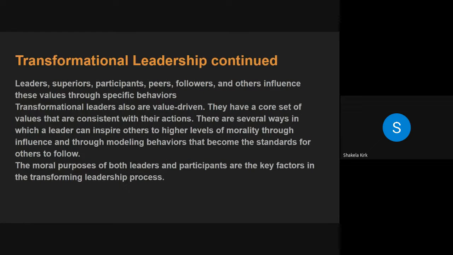Leaders, superiors, participants, peers, followers, and others influence these values through specific behaviors. Transformational leaders are also value driven. They have a core set of values that are consistent with their actions. There are several ways in which a leader can inspire others to higher levels of morality, through influence and through modeling behaviors that become standards for others to follow. The moral purpose of both leaders and participants are the key factors in the transforming leadership process.